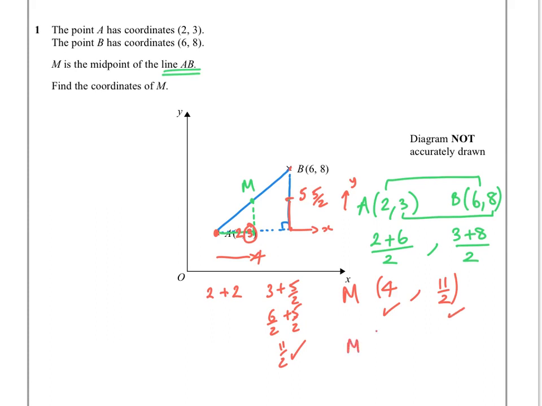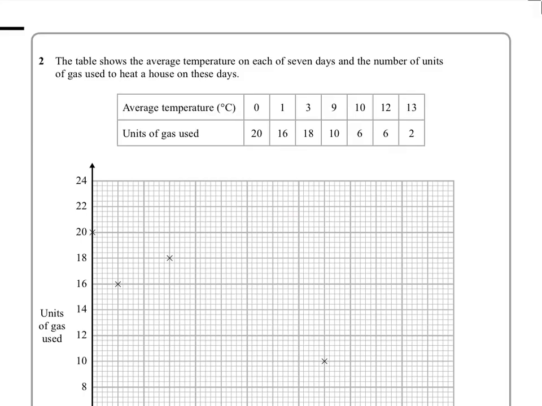So it doesn't matter if you give your answer as a decimal, that's absolutely fine. But I just want you to understand that you're really finding the averages of the x ordinate and the y ordinate. Okay, so that's that question done.